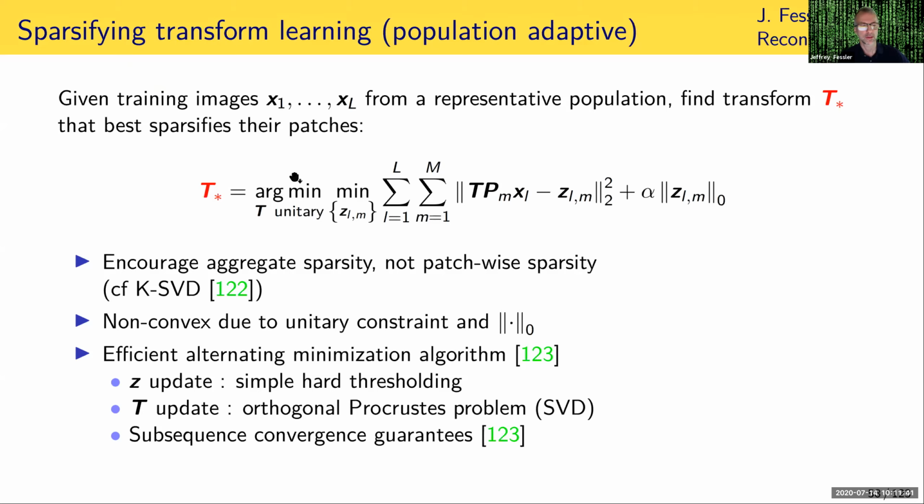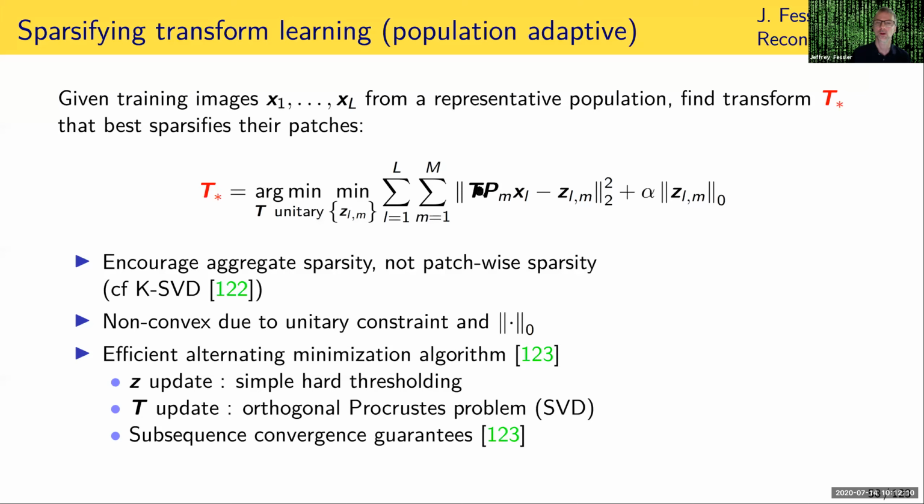And you bet, you can guess that we're going to do alternating minimization here. When we minimize over the coefficients, there's no matrix in front of Z here, there's a 0 norm, so this is just the proximal operator for the 0 norm, which is hard thresholding. So you take your current guess of the transform, apply that to all of your patches, and do hard thresholding of it. Then when it comes time to update the unitary matrix T, this turns out to be what's called the orthogonal Procrustes problem.